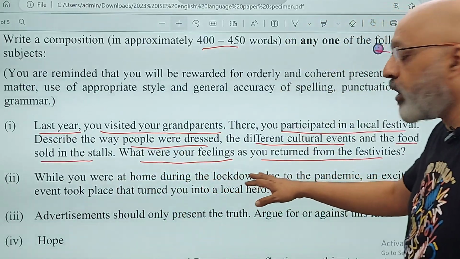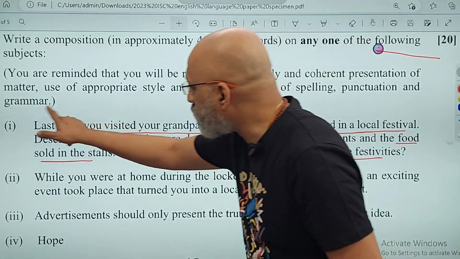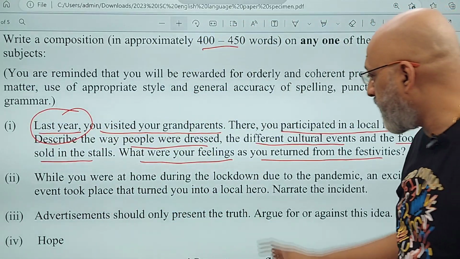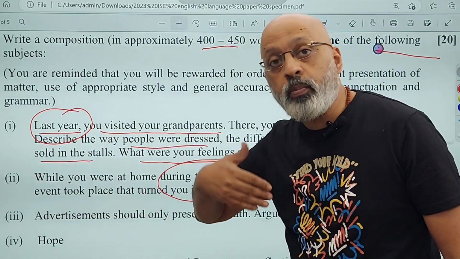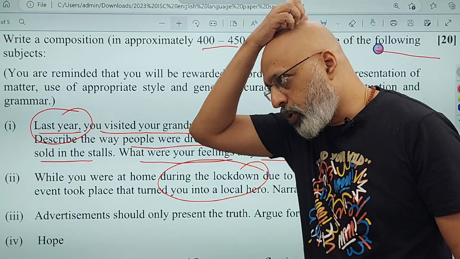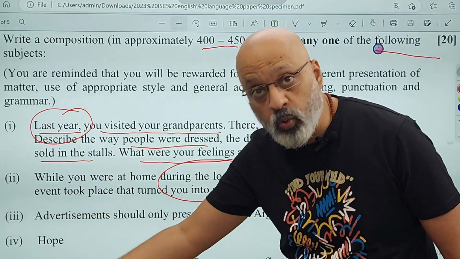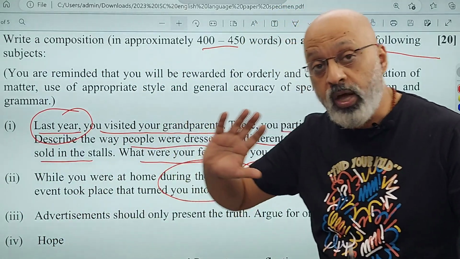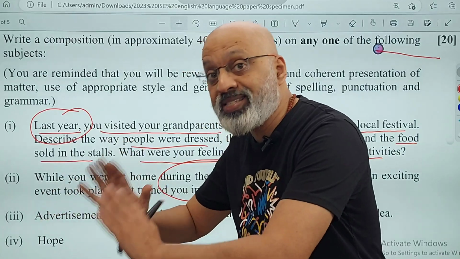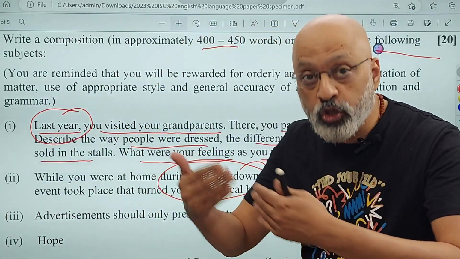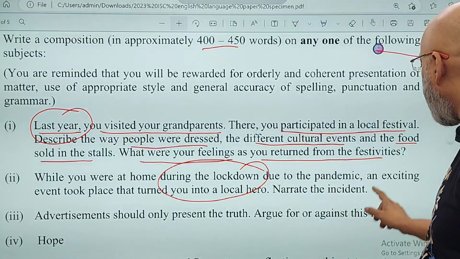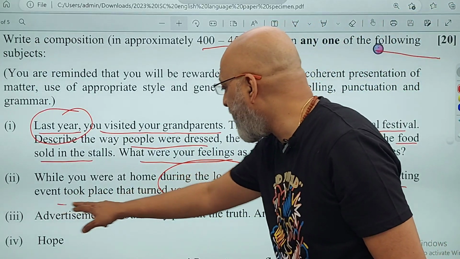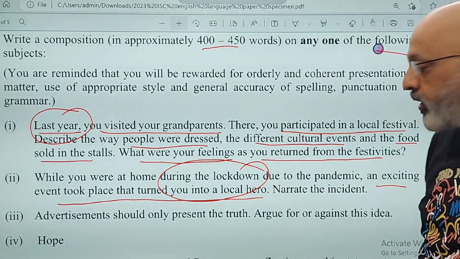While you were at home during the lockdown, again, you see this one is positioned last year. This one is positioned during the lockdown, which means again, you're talking about the past. The lockdown did not happen in 2022, it happened in 2021, right? In 2020 and 2021. So you will have to position your essay in that period. So please ensure that you get that timeline correct. Okay. Due to the pandemic, an exciting event took place that turned you into a local hero.